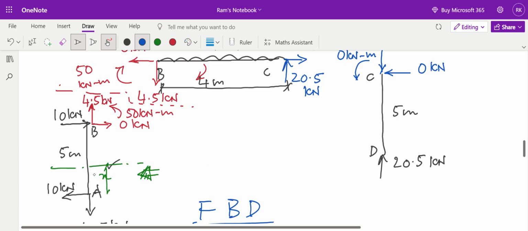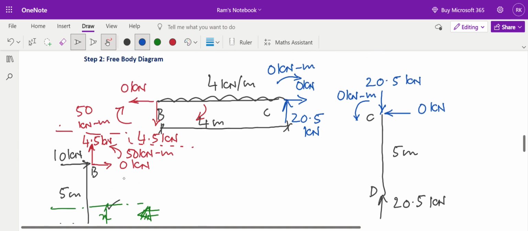I have my sign conventions for shear force. Left upwards is positive. Right downwards is positive. So this is my positive shear force. Now I am looking at the frame BC from this angle.